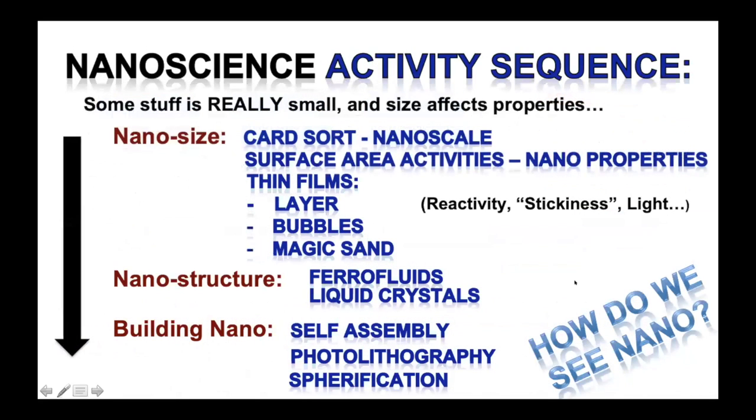So my sequence was basically thinking about how some stuff is really, really small and size affects properties. I started off with the card sort like we did, and then I did some surface area activities with regard to nano properties, and then I went directly into thin films. I did the nail polish thin films, and then I went into bubbles and magic sand. Some of the activities I'm going to show you, we haven't done this week, but you'll have access to these ideas and these lessons.